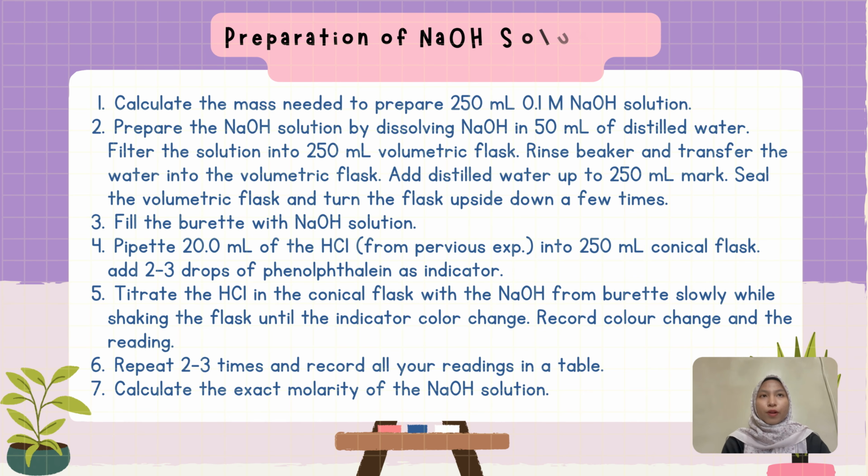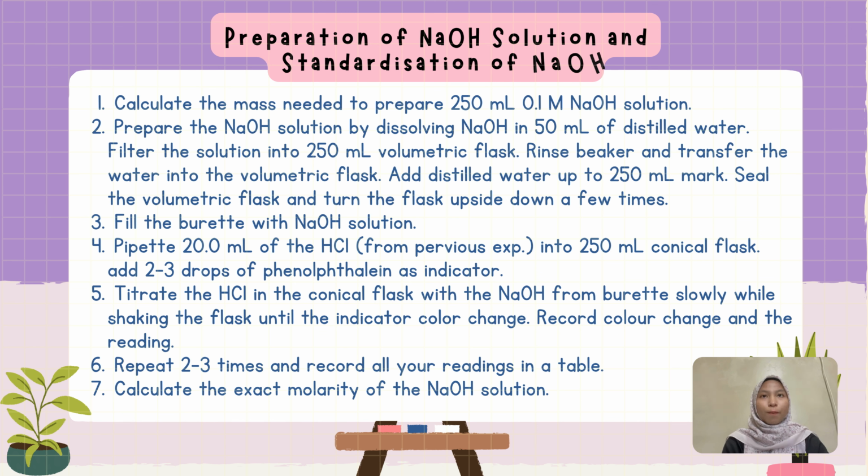The preparation of NaOH solution and standardization of NaOH. First step is to calculate the mass needed to prepare 250 ml of 0.1 M NaOH solution. Next, prepare the NaOH solution by dissolving NaOH in 50 ml of distilled water. Filter the solution into a 250 ml volumetric flask, rinse the beaker, and transfer the water into the volumetric flask. Add distilled water up to the 250 ml mark. Seal the volumetric flask and turn the flask upside down a few times.